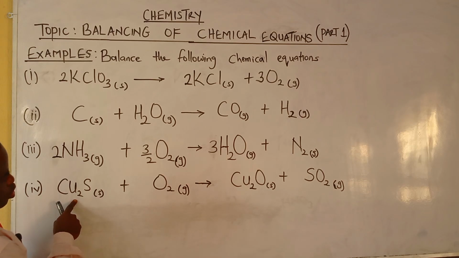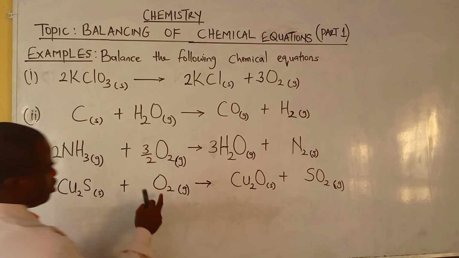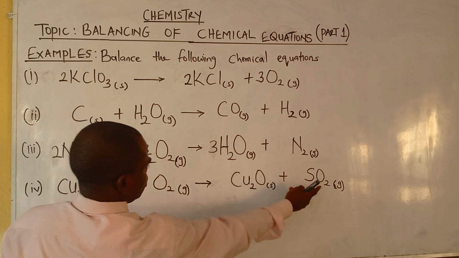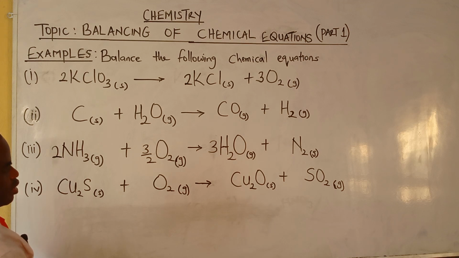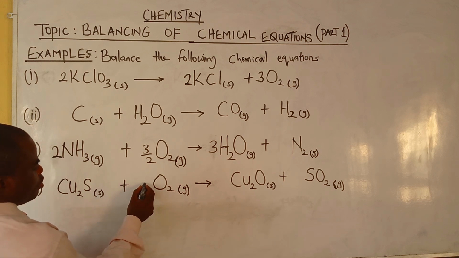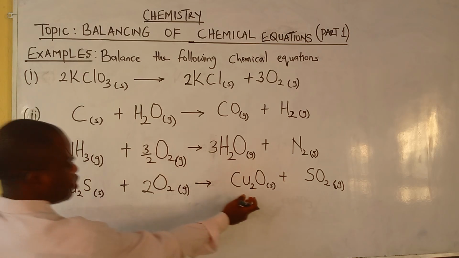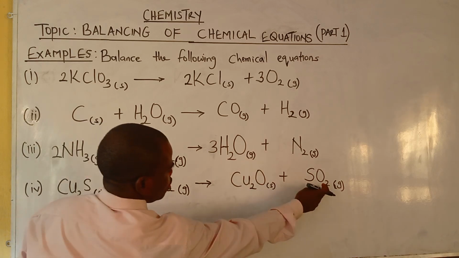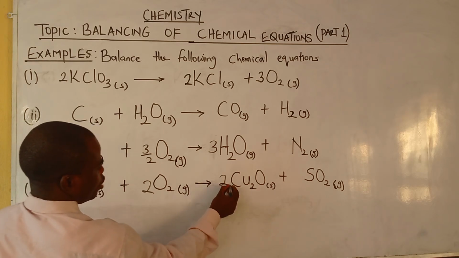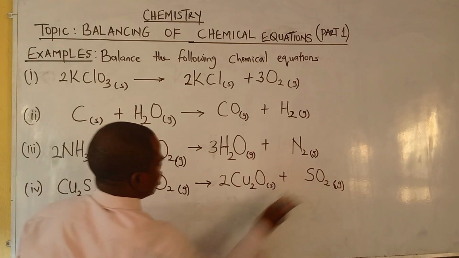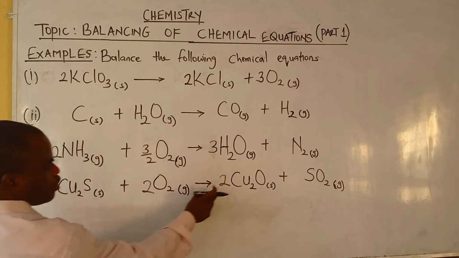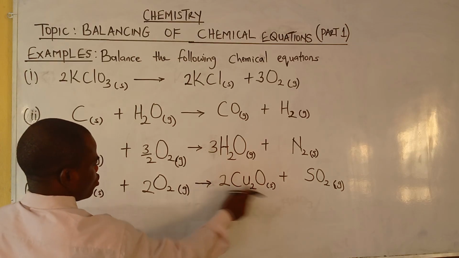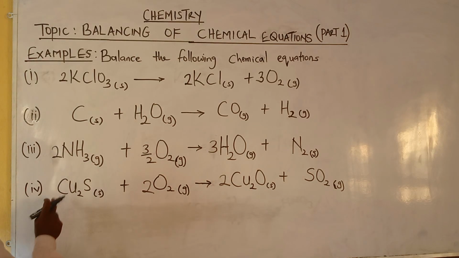How many copper do we have here? 2. We're having 2 here. Oxygen is 2 here. Oxygen here is 3. Now to balance it, when you put 2 here, you'll be checking the reactant and the product. You have turned this one to be 4. Oxygen here is what? 0 plus 3. Let's add 2 here. That's 2 plus 2 oxygen, that's 4. You're having 4 oxygen here, 4 copper, sorry, this copper, 4 copper here.